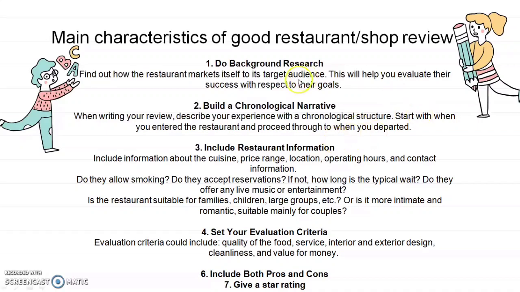Okay, number 3, include restaurant information. What are they? It's the cuisine, menu, price range. Is it too expensive? Is it affordable? Is it too cheap? The location. Is it strategic? Operating hours. Is it 24 hours or is it only in the morning? And contact information. Do they allow smoking? Do they have a smoking area? Do they accept reservations? Can you book it?